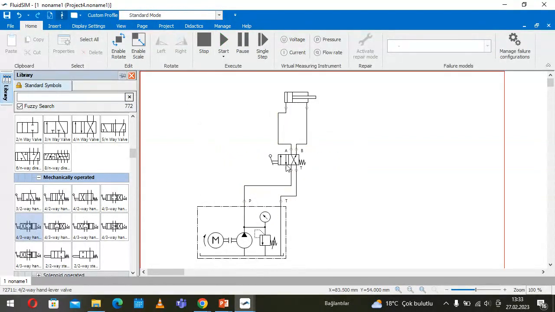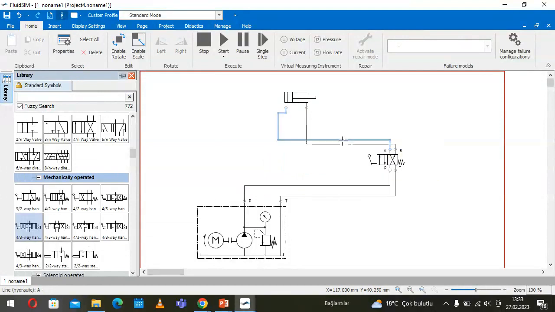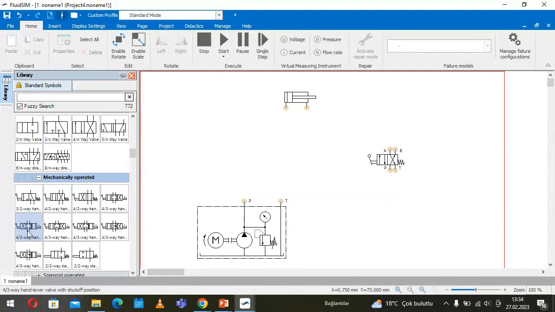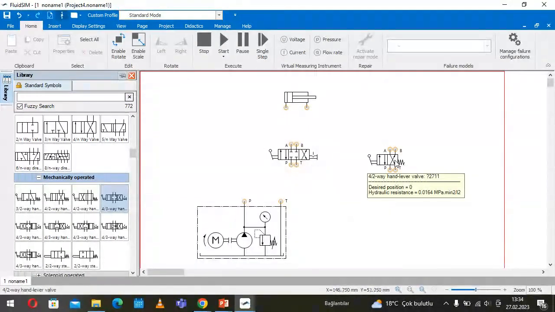Oh, I have to stop the simulation. Okay, let's take it to the side, and you see instead of that we'll use the valve with this position. Like this valve, for example, here. So, what is the difference between these two valves? This valve has the middle position, and this valve does not have a middle position. It has only two positions. One is for the advance stroke, the other one is for the return stroke.